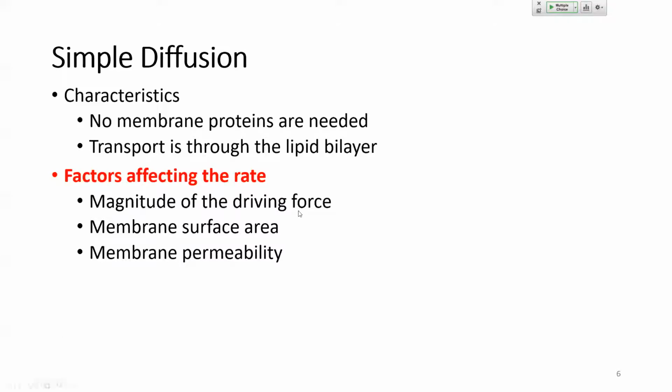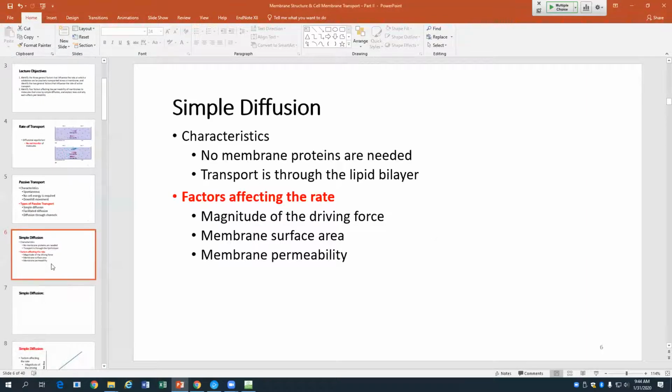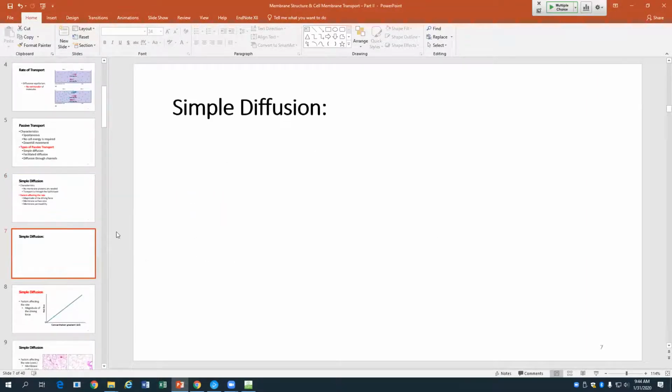Likewise, the permeability of the membrane dictates the rate as well. So if you have a membrane that is not permeable to our solute, our rate is 0. And if we have a membrane that is very permeable to our solute, we have a much higher or faster rate. Okay. So let's illustrate here the magnitude of the driving force.